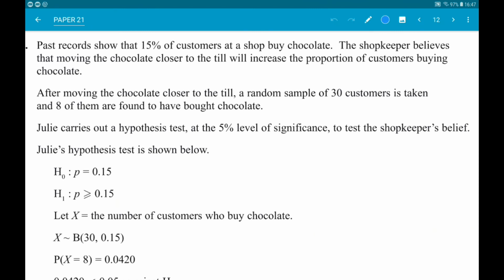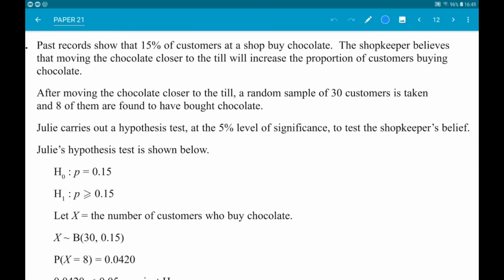Number 5, the last bit of horrible stats. Past records show that 15% of customers at a shop buy chocolate. Good times. The shopkeeper believes if he moves the chocolate closer to the till, then a higher proportion of customers will buy chocolate. After moving the chocolate closer to the till, a random sample of 30 customers is taken and 8 of them are found to have bought chocolate.